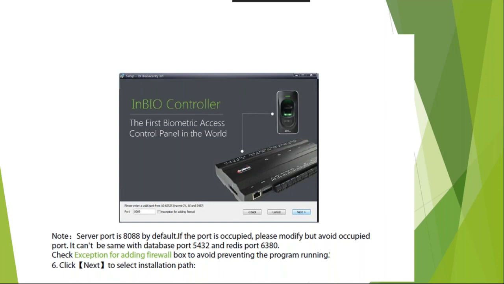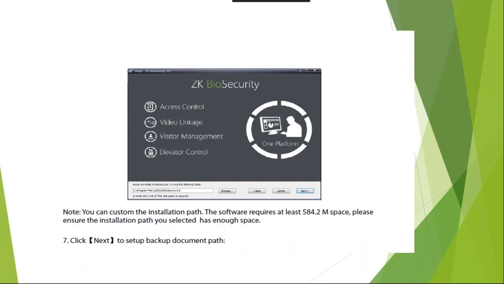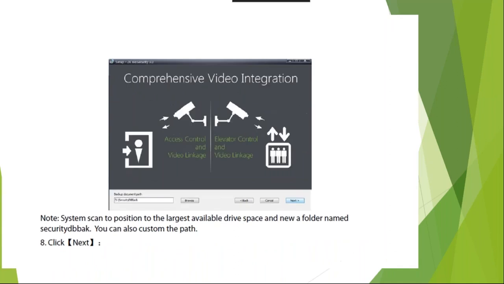port number that you select here will be used by ZKBiosecurity. You are allowed to change your port, but it cannot be the same as the database port, which is 5432, and it cannot be the same as the Redis port, which is 6380. Then once you have selected your port, you can click Next, and then it shows the file where the software will be stored in your drive C, and you can click Next.